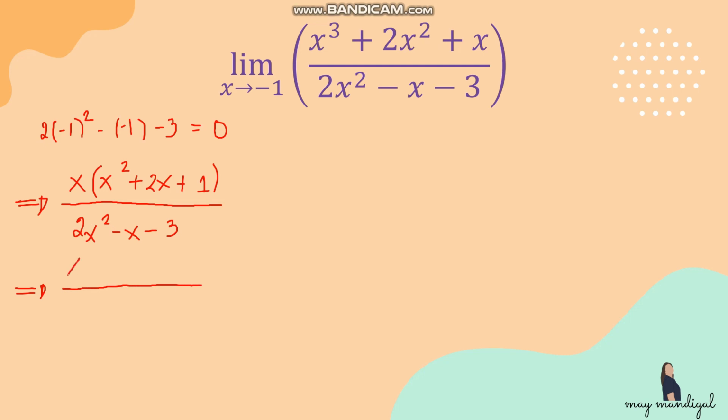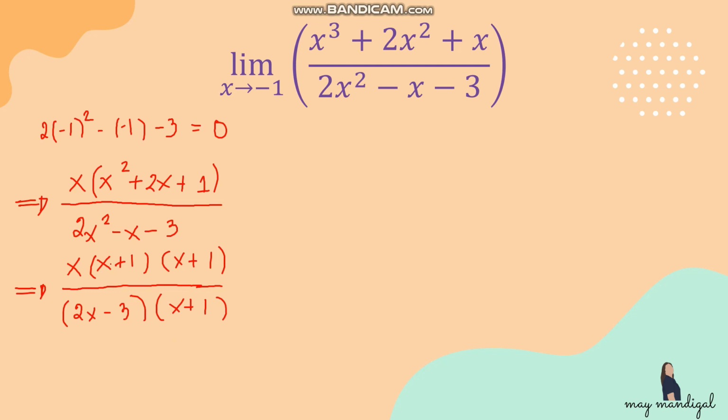Aside from factoring out the common monomial factor, we can still factor the trinomials here. So let's factor x squared plus 2x plus 1. That will be x plus 1 times x plus 1. Then let's do the same thing for the denominator. The factors of this trinomial will be 2x minus 3 times x plus 1.